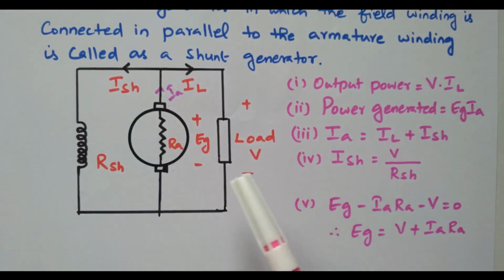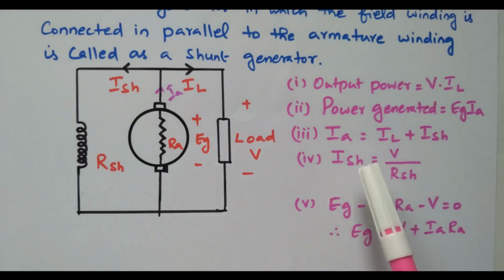So you need to clearly explain this. The voltage V is the voltage available in the load terminal. Eg is the voltage generated in the armature, right? So both are not equal. From this Eg, there is some drop, and the balance will be available as the load terminal voltage, right? So we'll see this equation.